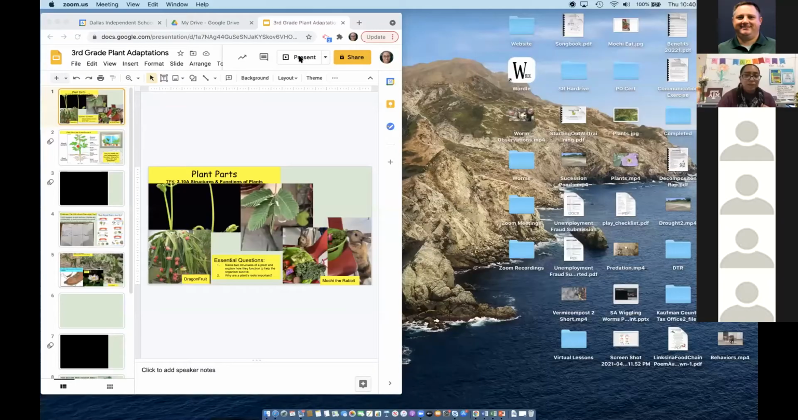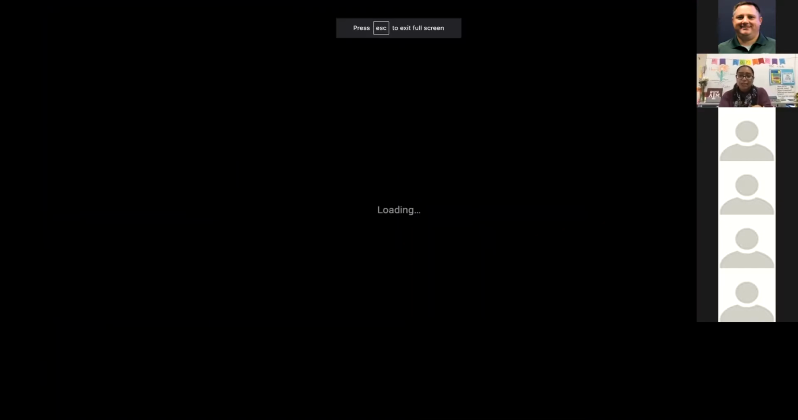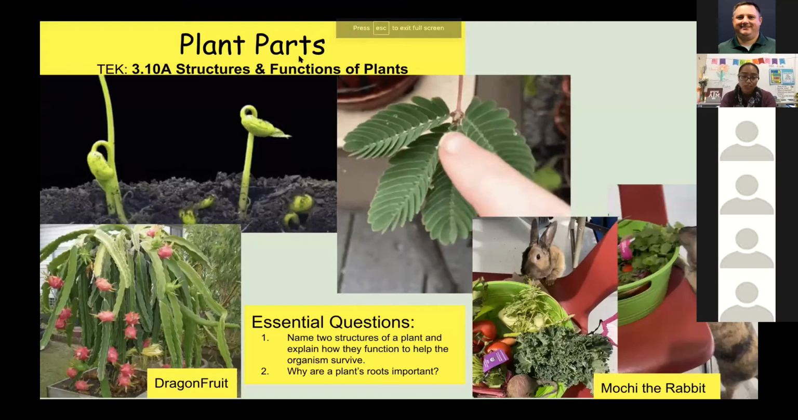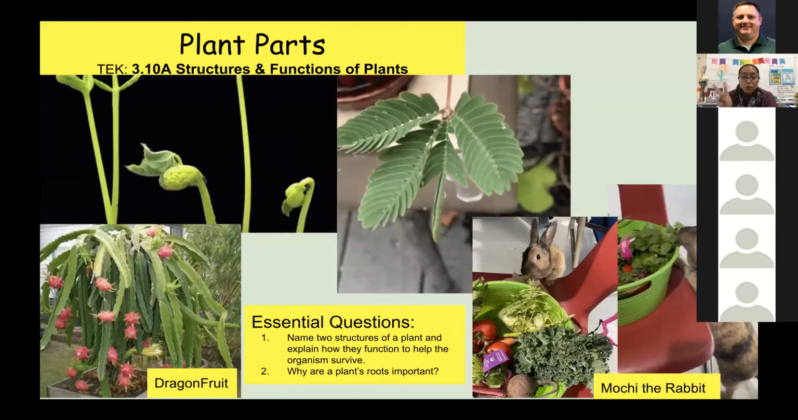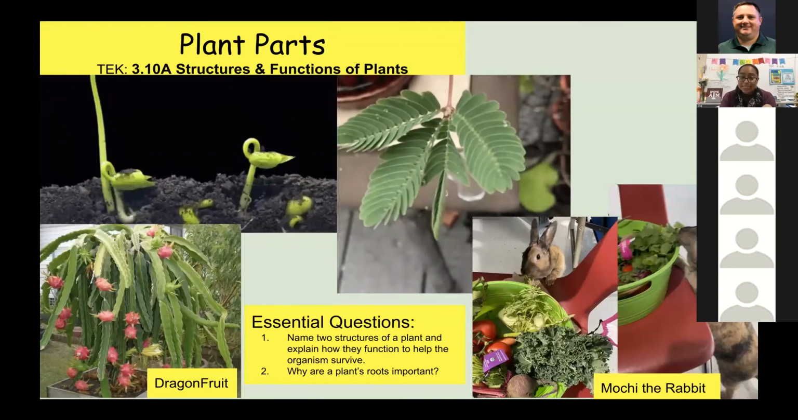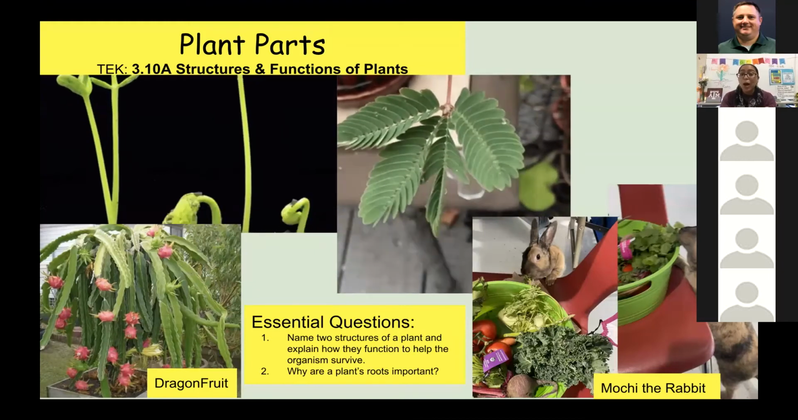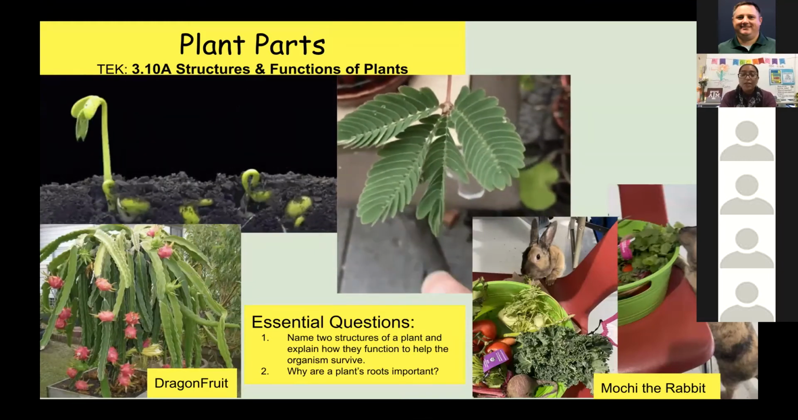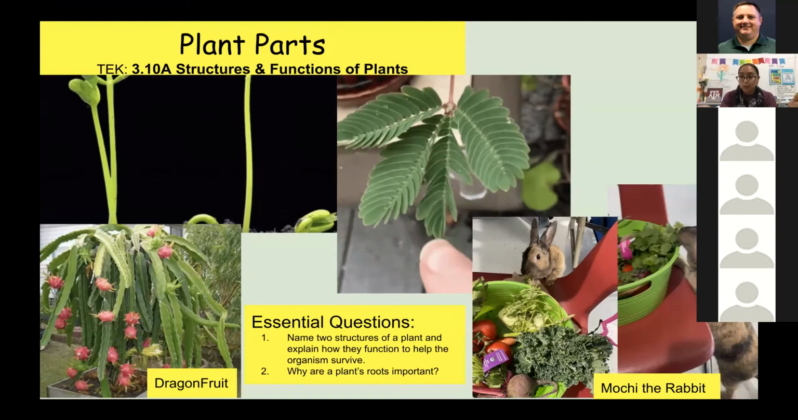So I'm going to share my screen this time, and we're going to have a couple of questions for you guys. Hopefully by the end of this presentation, you'll be able to answer these two questions. The first is, name two structures of a plant and explain how they function to help the plant survive. The second is, why are plant roots important?